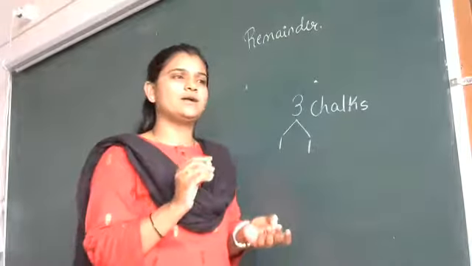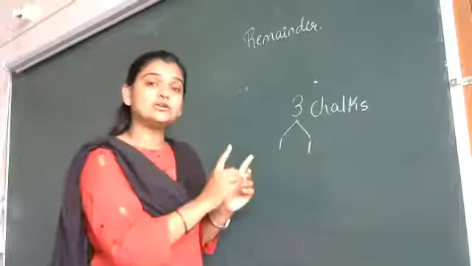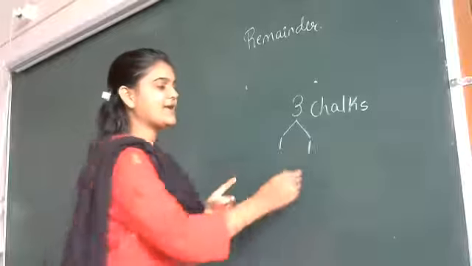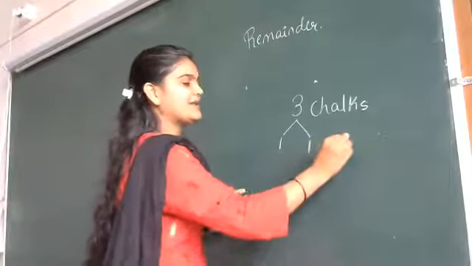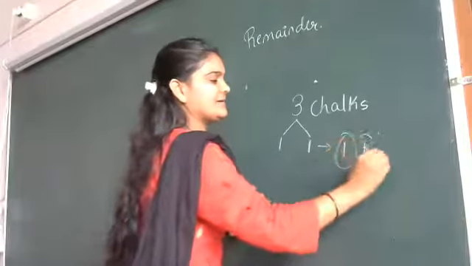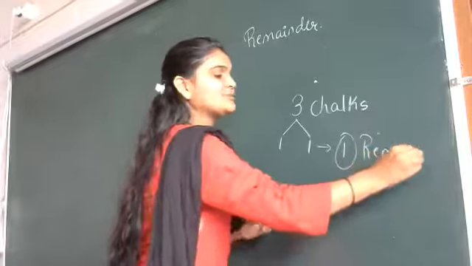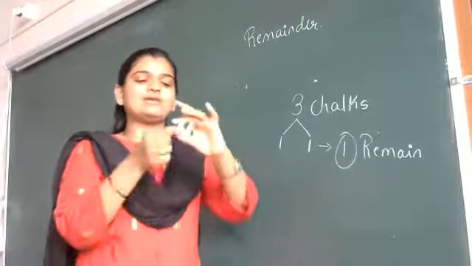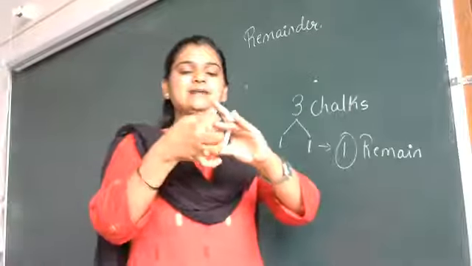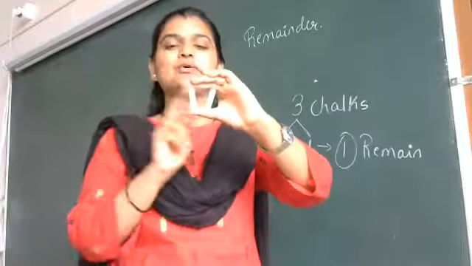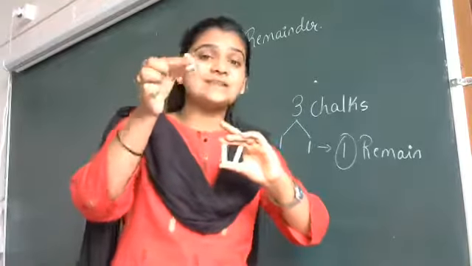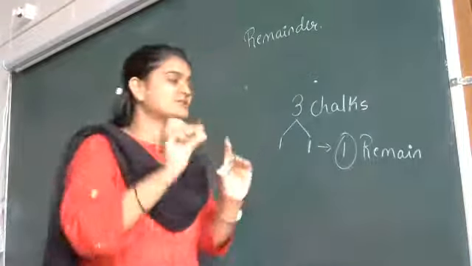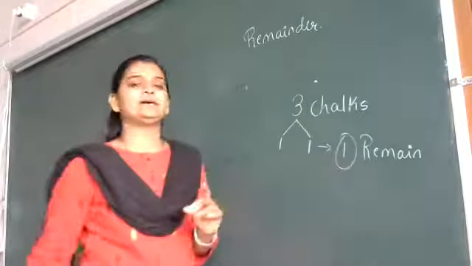And how many will remain? One will remain. So one you cannot distribute among two people. You will give one to one child, one more to another child, but one is still remaining. You can't distribute it equally. So that is known as the remainder.